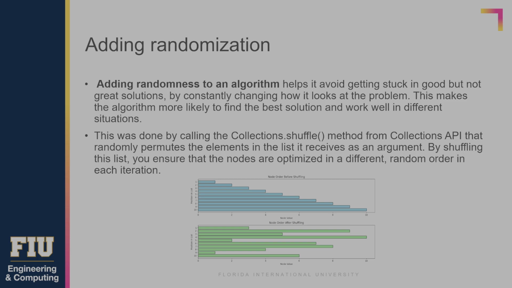By comparing these two charts, we can visually appreciate the impact of randomizing the nodes' processing order. The randomized approach, as seen by the spikes in the second chart, enhances the algorithm's ability to explore the solution space more effectively, increasing the chances of finding a better solution.